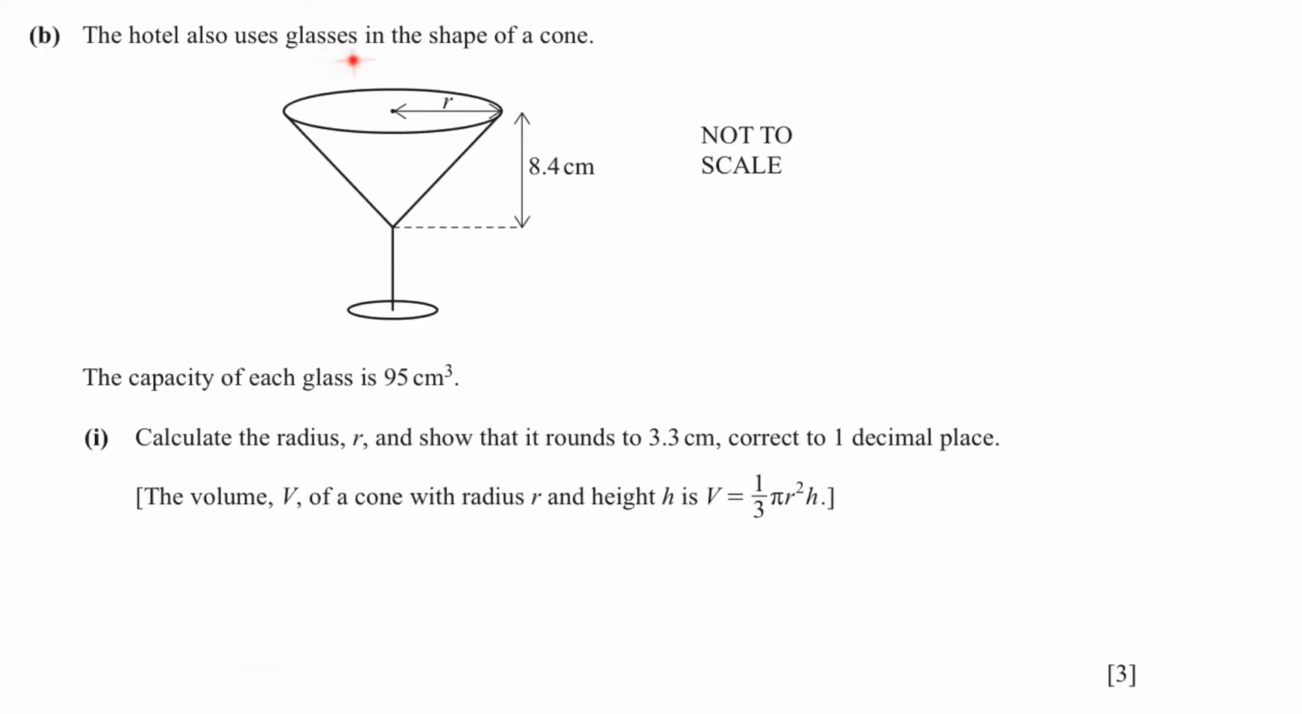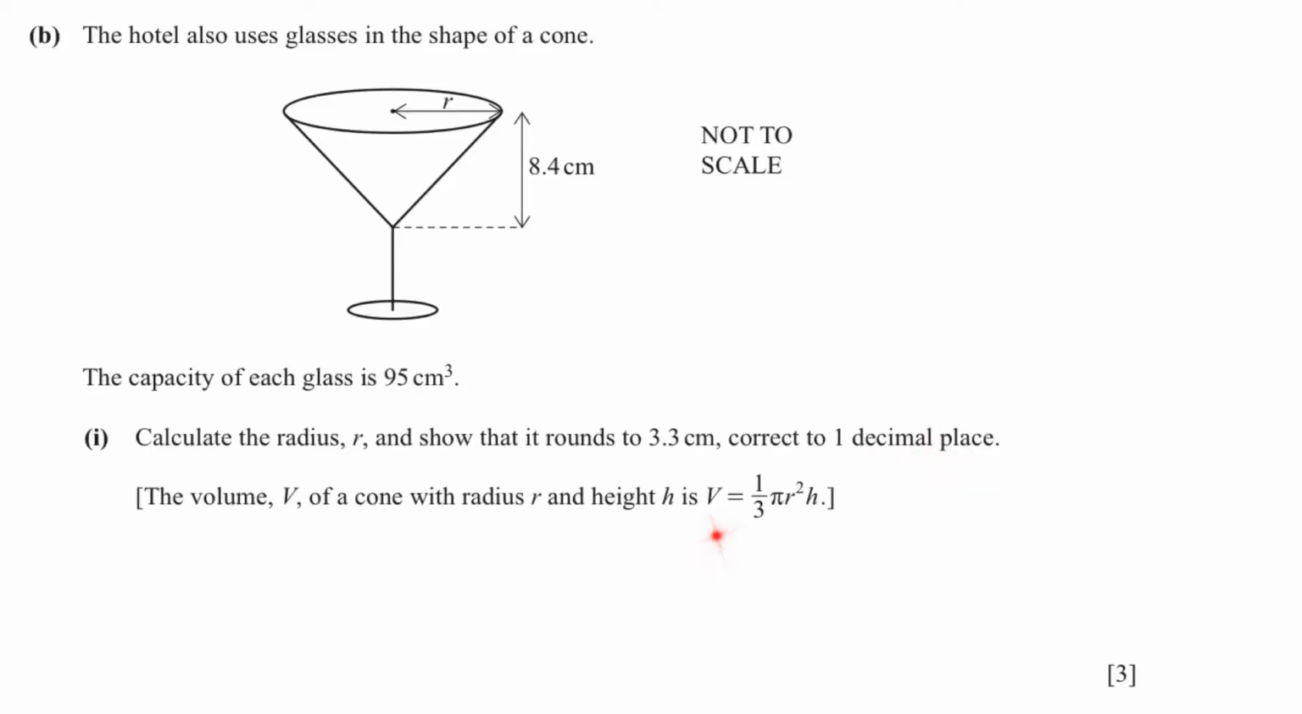B. The hotel also uses glasses in the shape of a cone. The height has been given to us. The capacity has been given to us. Whenever cubic is there, it means the volume has been given to us. We have to calculate the radius and show that it rounds to 3.3 centimeter, correct to one decimal place.